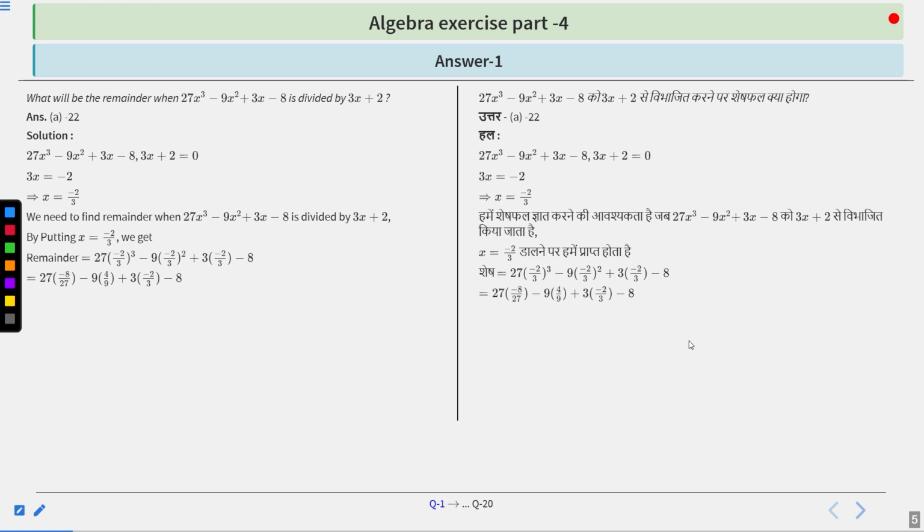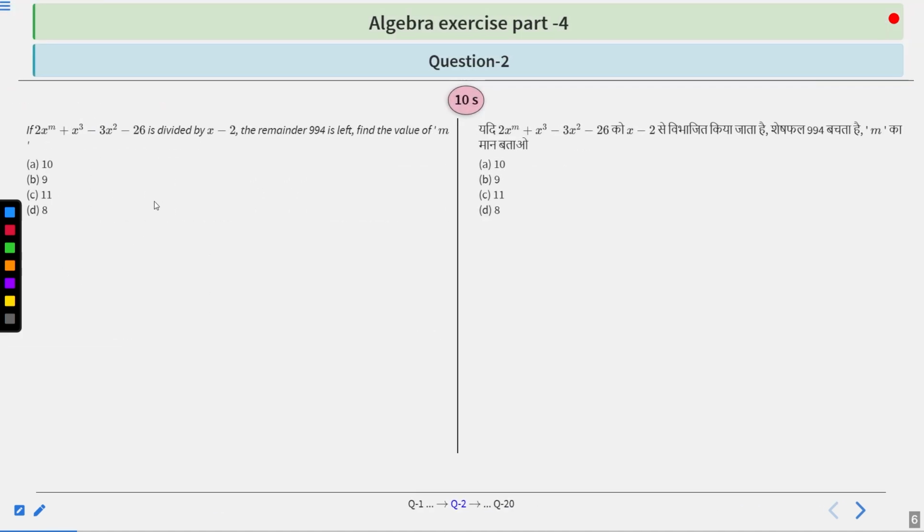So 27 into minus 2 cube is minus 8 upon 3 cube is 27, minus 9 into minus 2 square is 4 and 3 square is 9, plus 3 into minus 2 upon 3, minus 8. 27 into minus 8 upon 27 is minus 8. Minus 9 into 4 upon 9 is minus 4. Plus 3 into minus 2 upon 3 is minus 2, minus 8. Minus 8 minus 4 is minus 12. Minus 12 minus 2 is minus 14. Minus 14 minus 8 is minus 22. That means the remainder is minus 22. So option number A, minus 22, is the correct answer.